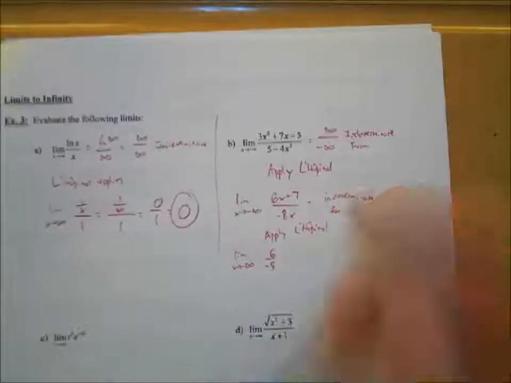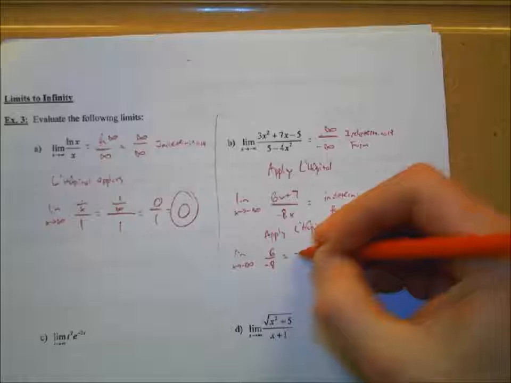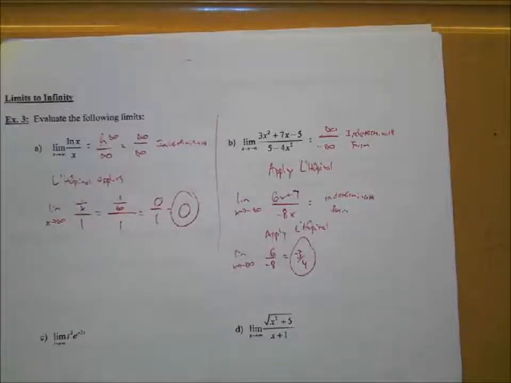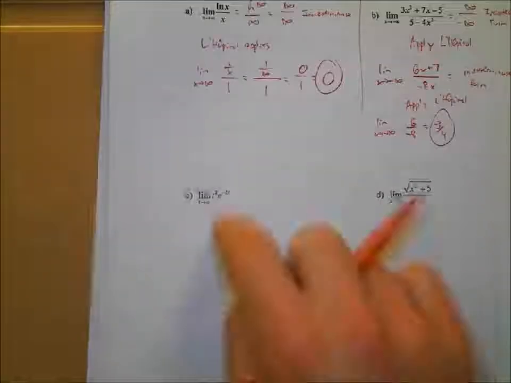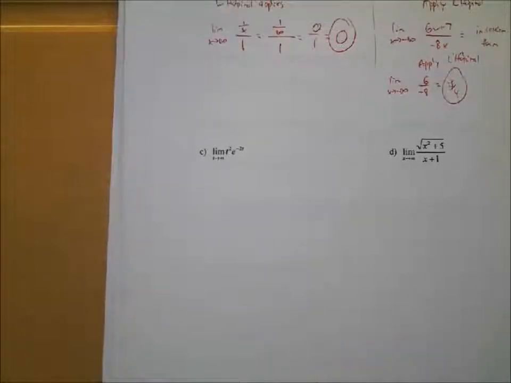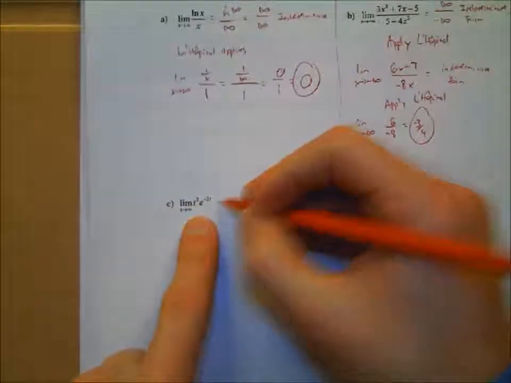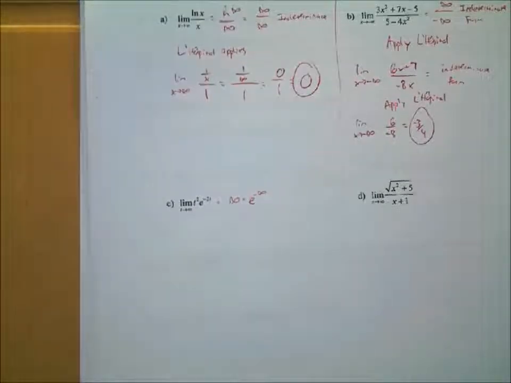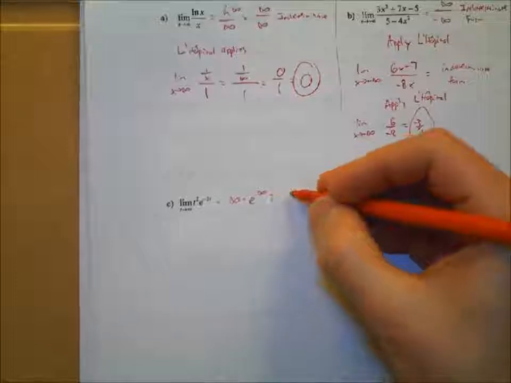Now, granted, could we have just used our rules, where the degree of the top is the same as the degree of the bottom? Yeah, we could have. But why make it easy when you can make it harder? Then we take the derivative. We end with 6 over negative 8, which is negative 3/4. So you're right. It is negative 3/4. Is L'Hopital necessary here? No. You could have just used the fact that the degree of the top and bottom are the same, so you take the ratio of the leading coefficients, negative 3/4. So you can still use those other methods, but don't forget L'Hopital works as well. All right, letter C.